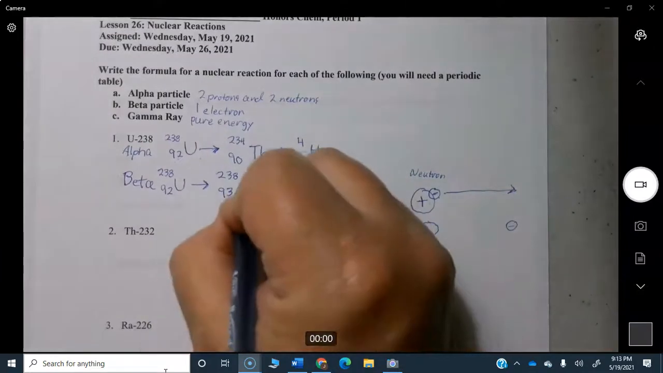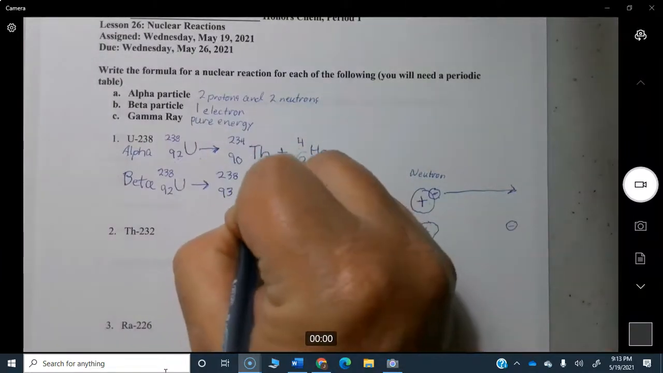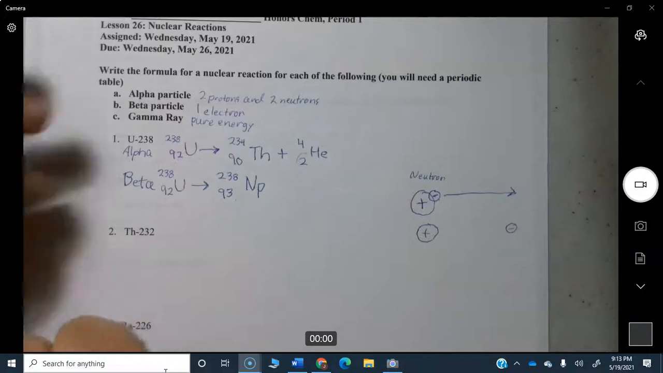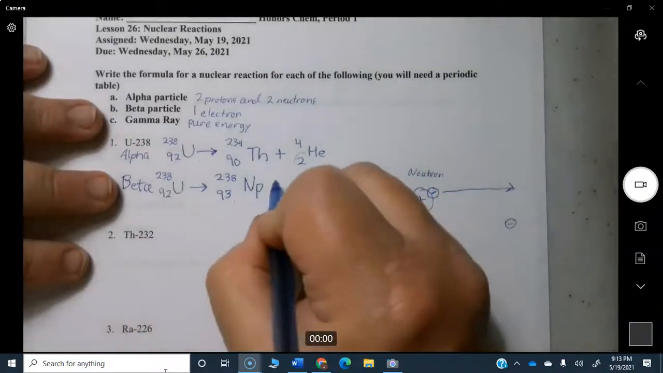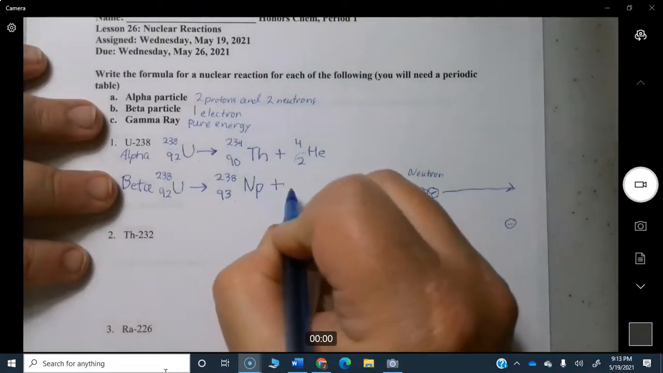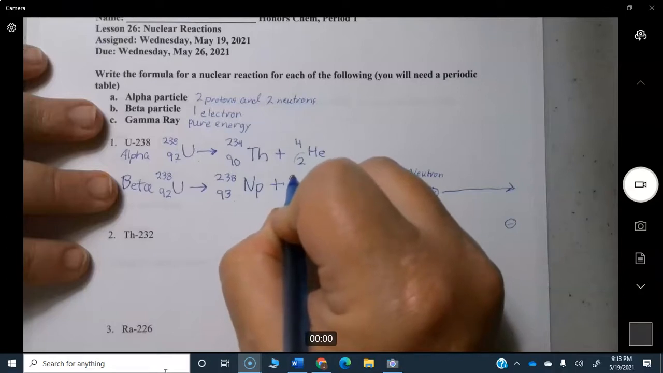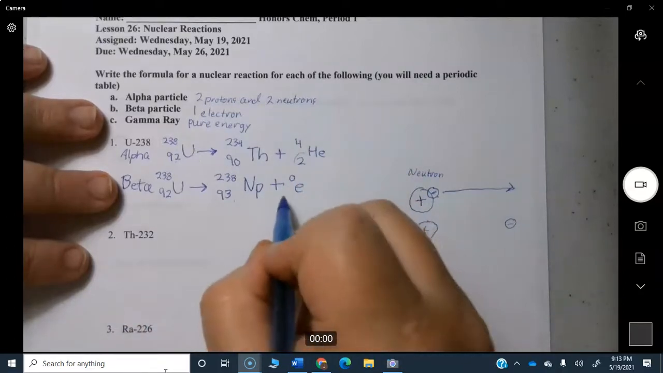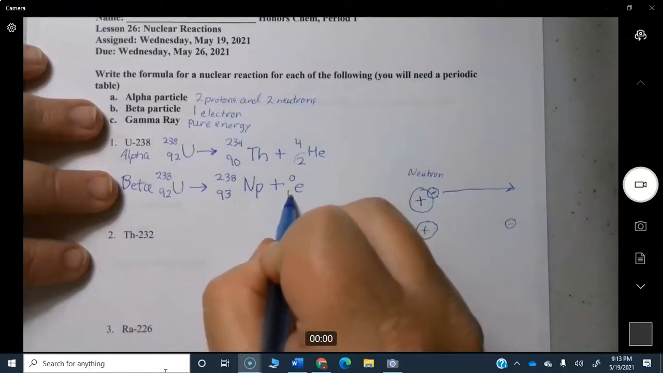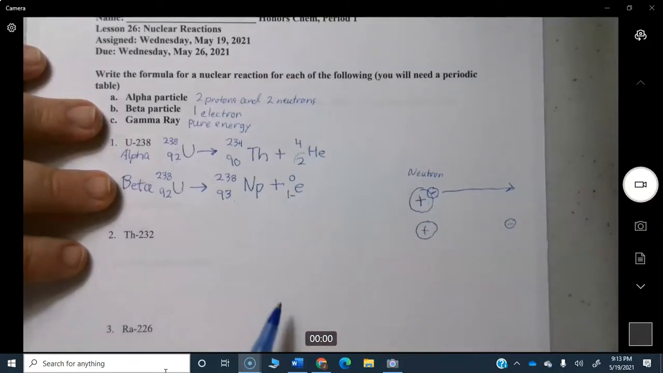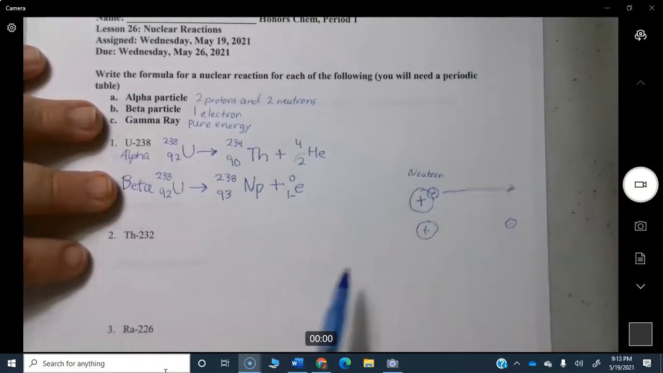So what we've created is that new element. And what we gave away, what went away, is an electron which has no mass. We have always said that electrons have no mass, but it has a negative charge, a 1 minus charge. And that's what flew off into space.